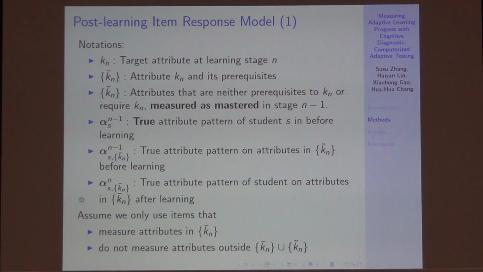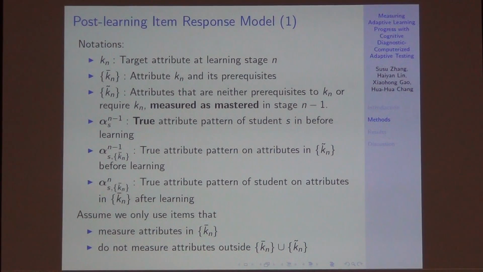And also by using different kinds of subscripts and time points, we can figure out that there are different kinds of notations for the attribute pattern at different time points and the different subsets of the attributes we're interested in. For example, for this one over here, we have the true attribute pattern of the student before the learning, so the entire pattern. And for this one over here, is the previous attribute pattern of the student, but we're only focusing on the subset k tilde n, so we disregard all the other entries.